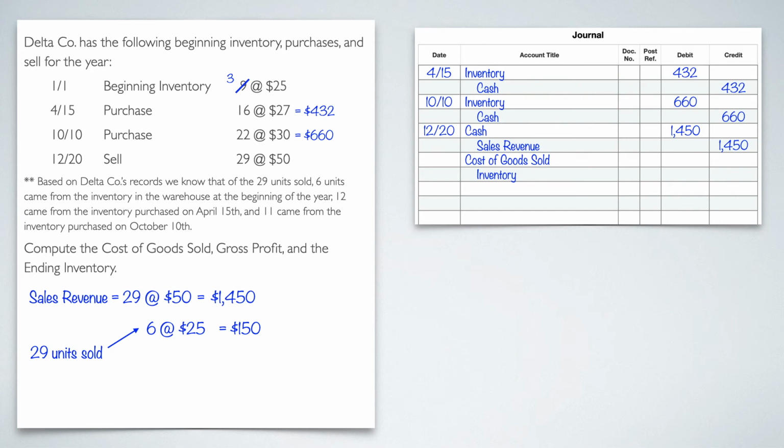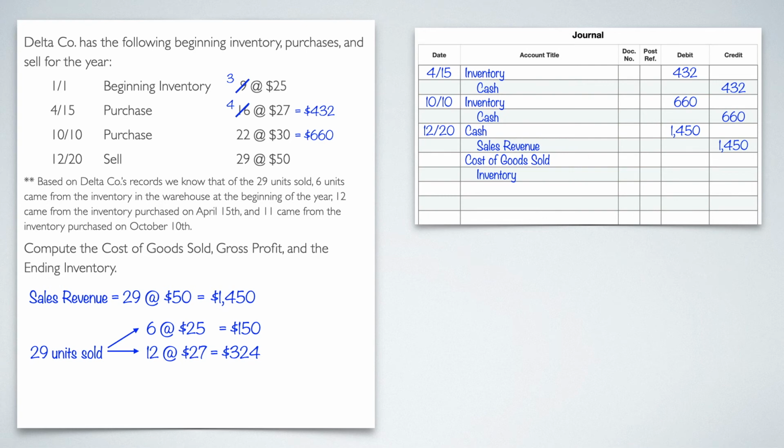All right, so the next one is I know we sold 12 out of the April batch. So I'll take 12, and those 12 cost me $27 a piece. Multiply that out, that's going to be $324. Again, I know I don't have 16 anymore at the top of the problem. I'm going to just slash that out. I have 4 remaining. If I had 16, I sold 12 of them. I have 4 remaining.